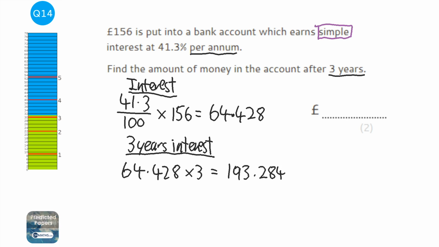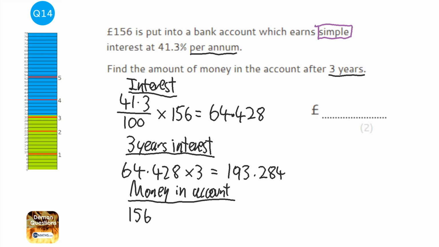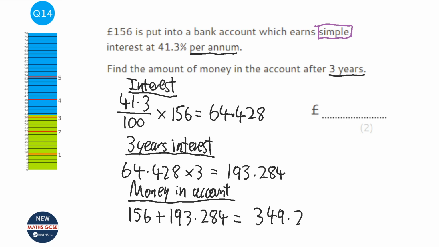Okay, now, it says how much money is in the account. So money in account. If the interest is 193, we just do 156 plus £193.284. I'm just going to add 156 onto that value, and I get 349.284. Now with money, we always round to 2 decimal places, so it's going to be 349.28 because that 4 is less than 5.